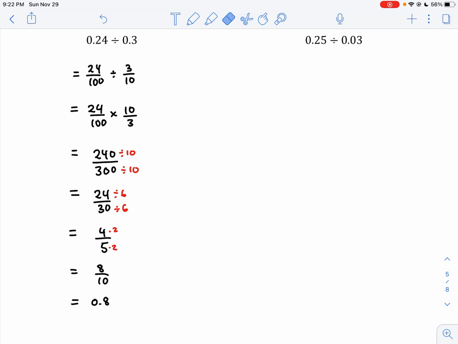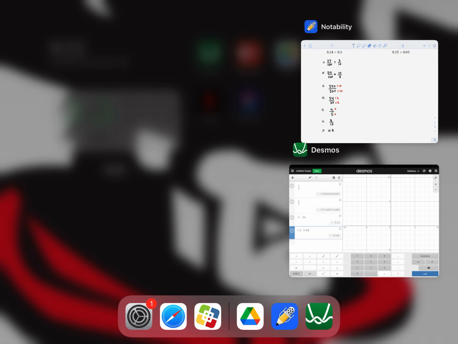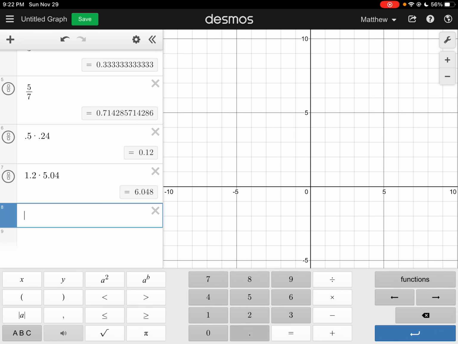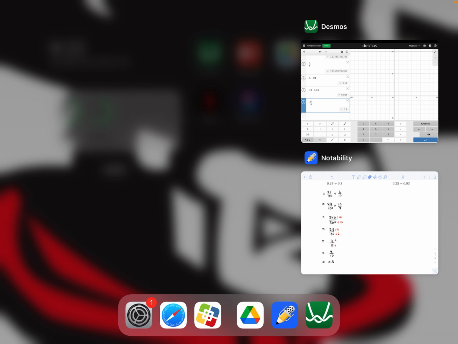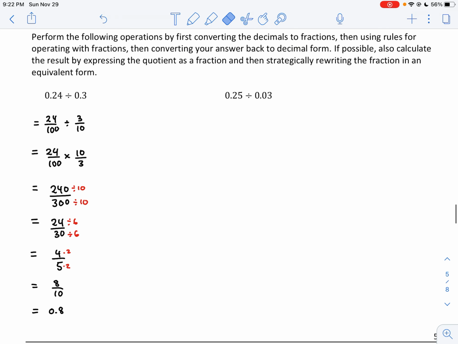There are also a lot of different algorithmic approaches for doing this. I'm not going to emphasize those here. I want you to think of this in terms of fractions and simplifying fractions and converting the fractions back into decimals. So we have 0.8. Let's go ahead and confirm. If I take 0.24 and I divide it by 0.3, we do get 0.8 as a result.